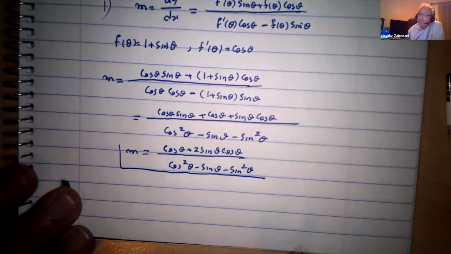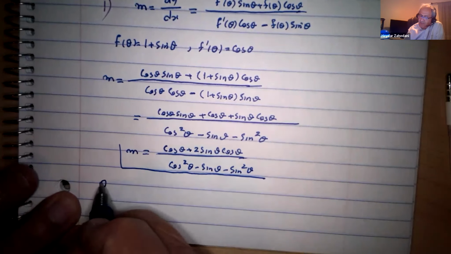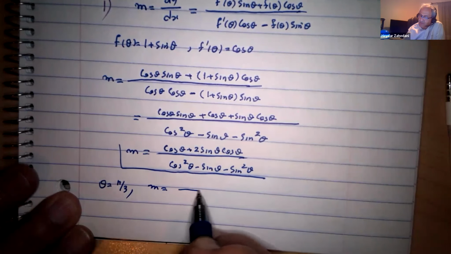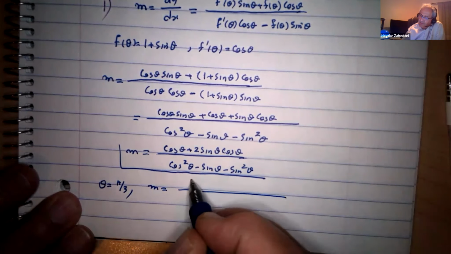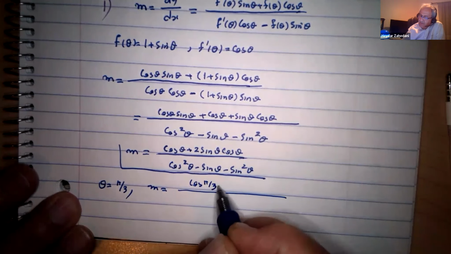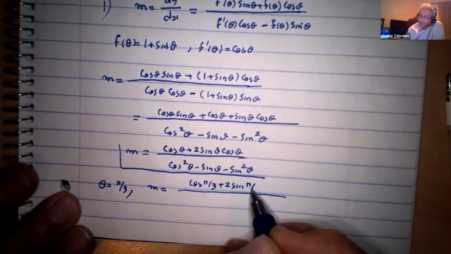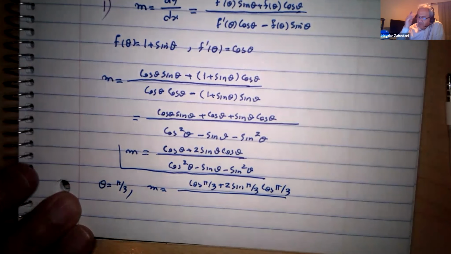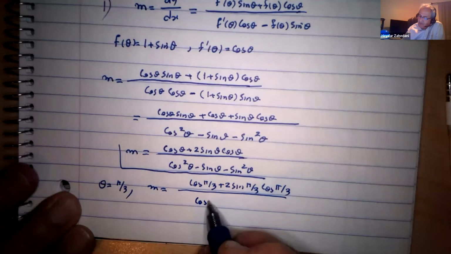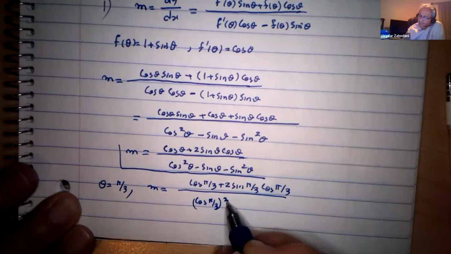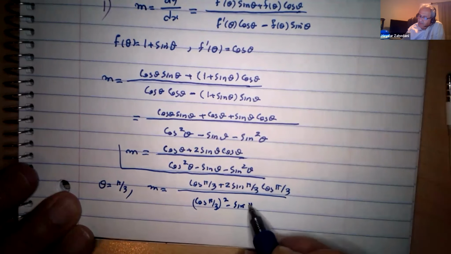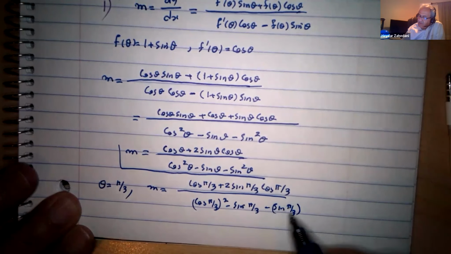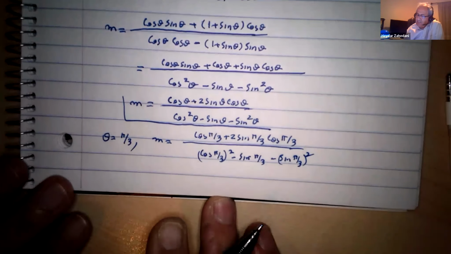And now you want to evaluate at pi over 3. So you let theta equal pi over 3 and substitute to get the slope. So the slope is going to be cosine of pi over 3 plus 2 sine of pi over 3 cosine of pi over 3. The bottom one would be cosine of pi over 3 squared, minus the sine of pi over 3, minus the sine of pi over 3 all squared. You have to be patient to evaluate this.